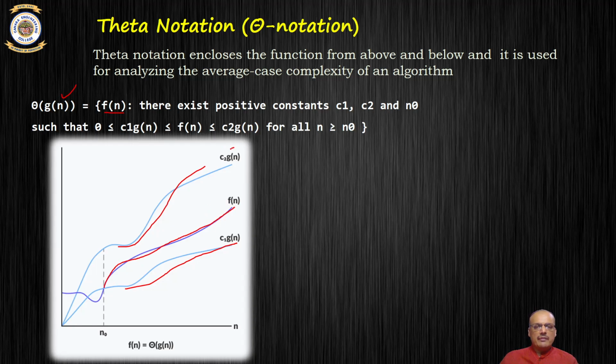So we can find another algorithm g of n whose time complexity can be the upper bound as well as the lower bound for the complexity of the algorithm under consideration, after some value of n naught, for some values of c1 and c2. Then we say that f of n is theta of g of n, that theta of g of n is equivalent to f of n. So we call that the theta notation.